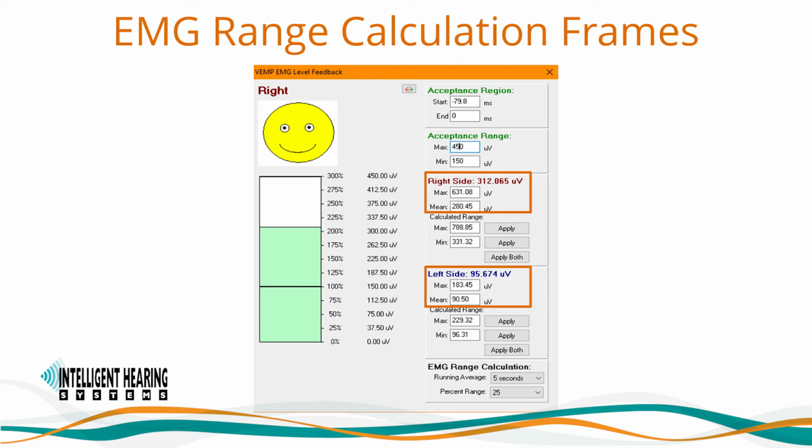The right side and left side max values are the maximum sweep baseline EMG levels that occurred during the running average time selected by the user in the EMG range calculation frame. The right and left max levels are updated every 500 milliseconds as well. The right side and left side mean values are computed by calculating the arithmetic mean of the baseline EMG levels acquired during the running average time selected by the user in the EMG range calculation frame. The right and left mean values are also updated every 500 milliseconds.